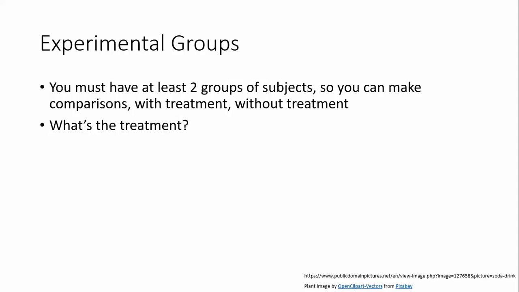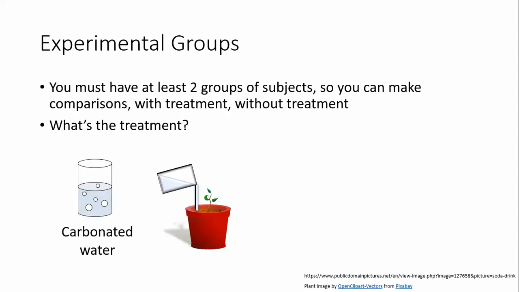So what are our treatments going to be? Well, our hypothesis focuses on carbonation. So let's say that we're going to give one group of plants carbonated water and see what that does. Now, we need to have a control group. So our variable is carbonated water.